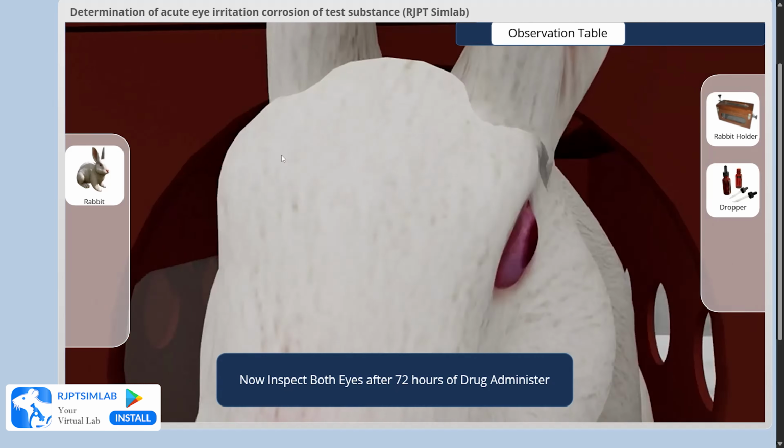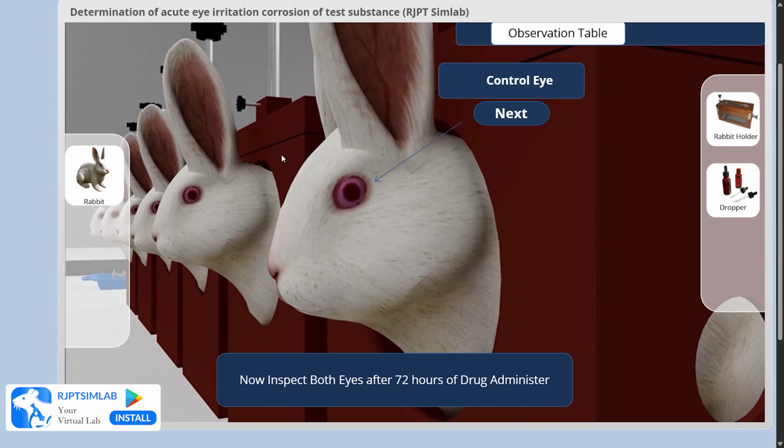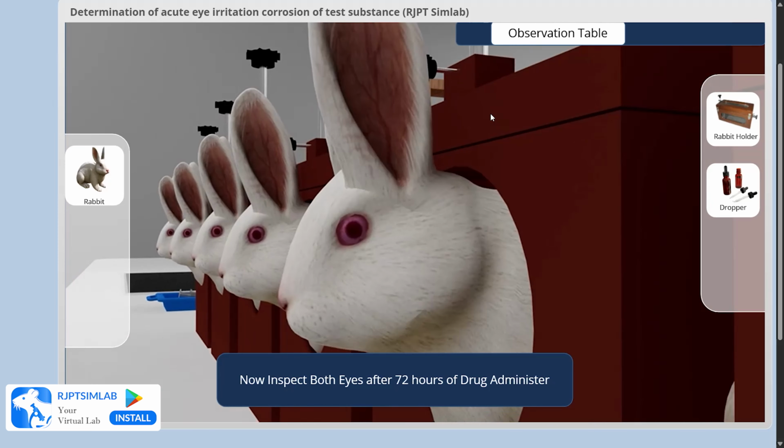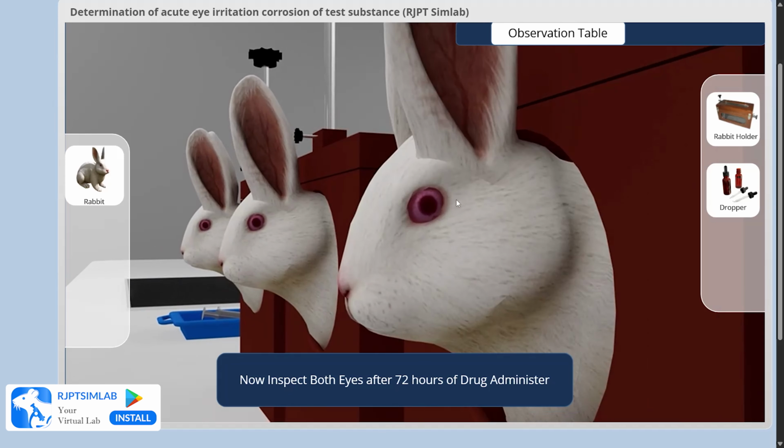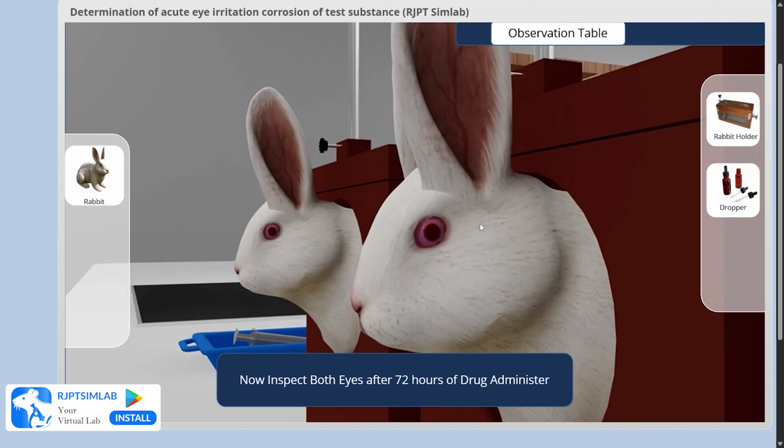And now we will move on to our control eye. Control eye seems again normal in condition. All the six rabbits seem to have normal control eyes. As we can see here, it seems very normal and pinkish in color, which is in a very normal state.